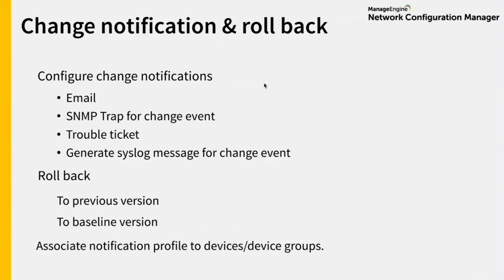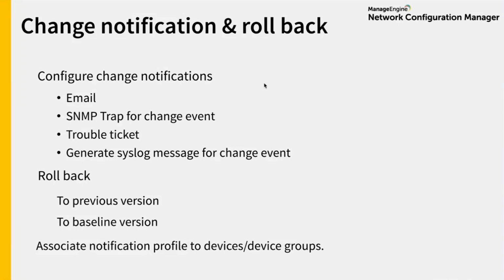Next is change notification and rollback. If you want to receive immediate notifications of any changes happening in your network, you can utilize this option. Network Configuration Manager supports email, SNMP trap, trouble tickets, as well as syslog change notifications. Also, we have rollback options, where for a particular device you don't want any changes to be made. You can enable this rollback option on that device. If any change is detected on that device, NCM will automatically roll back to the previous version or the baseline version, depending on the option you selected.